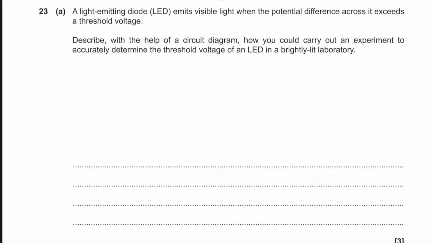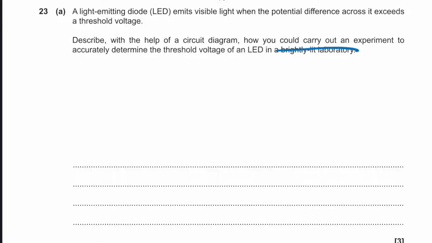23, a light emitting diode emits visible light when the PD exceeds a threshold voltage. Describe with the help of a circuit diagram how you would carry out an experiment to accurately determine the threshold voltage of an LED in a brightly lit laboratory. Oh, okay. In a brightly lit laboratory.